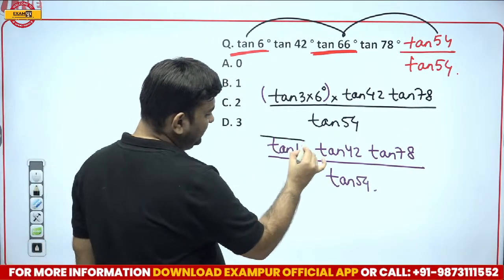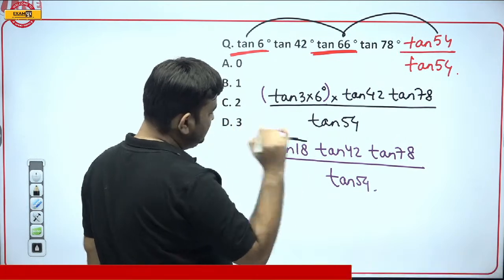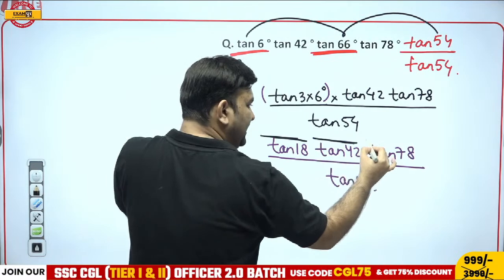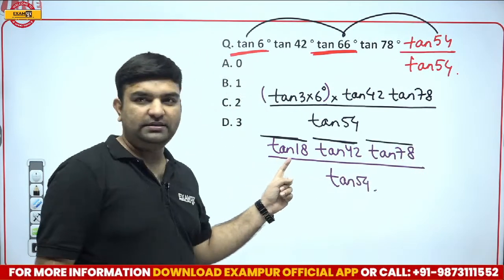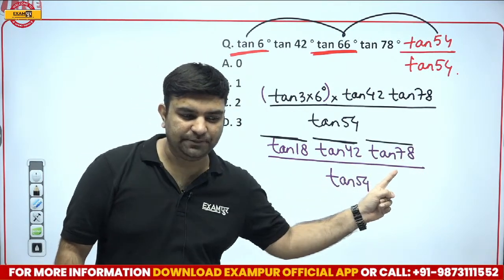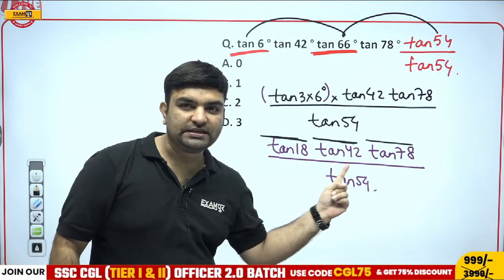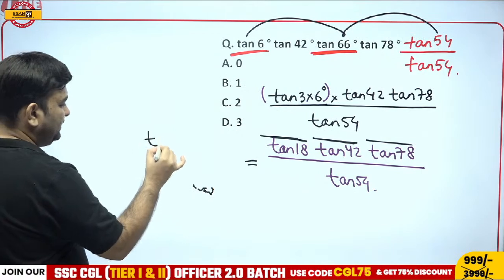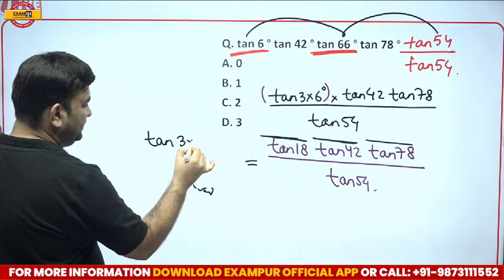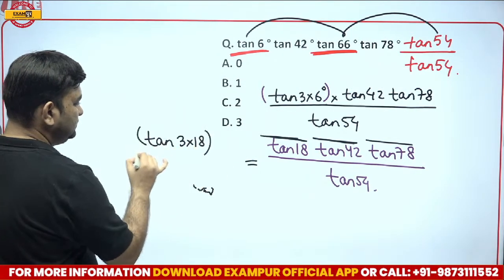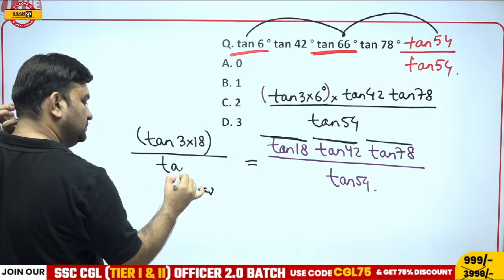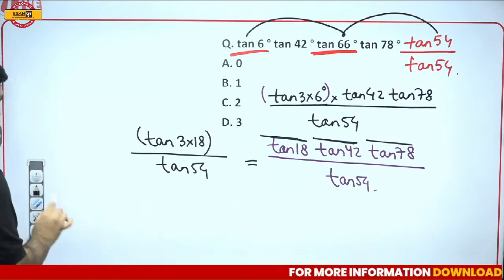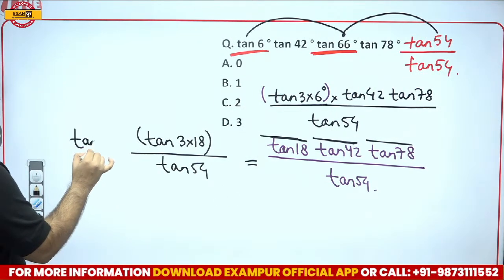Theta 18. 60 minus theta, 42. 60 plus 18, 78. Again, theta, 60 minus theta, 60 plus theta is equal to tan 3 theta. Tan 54 divided by tan 54.